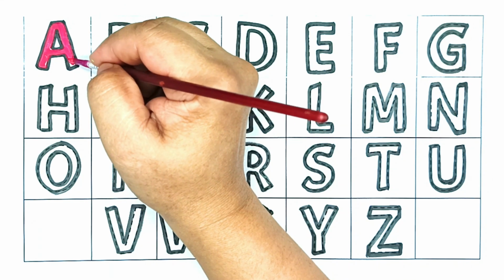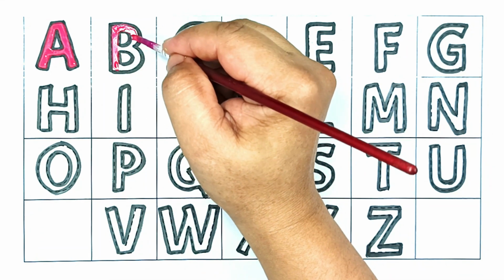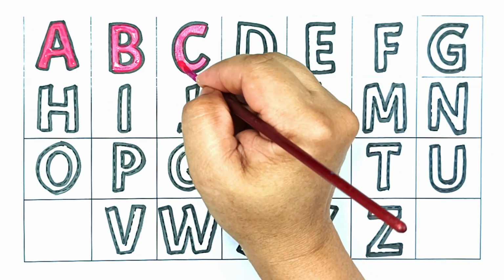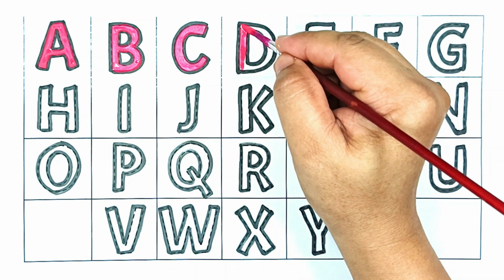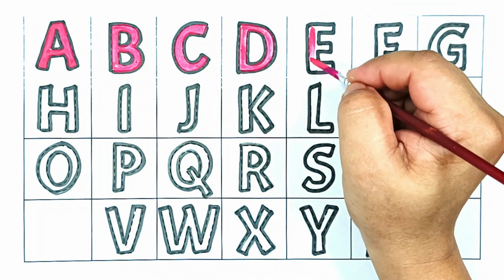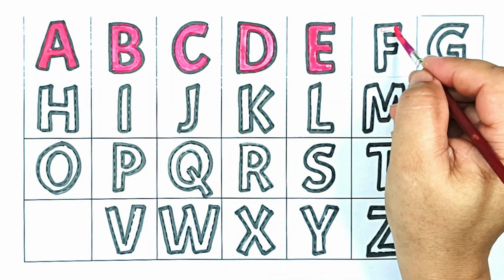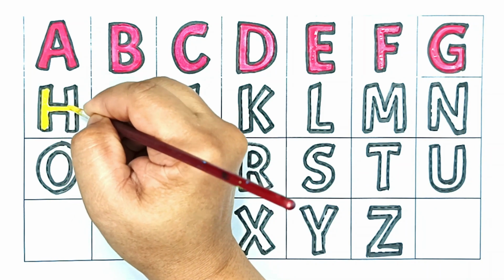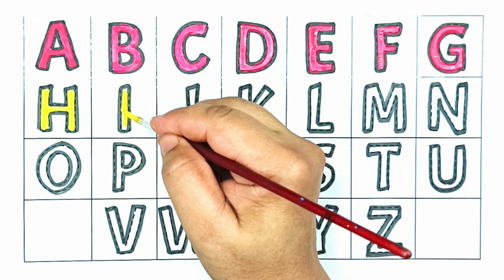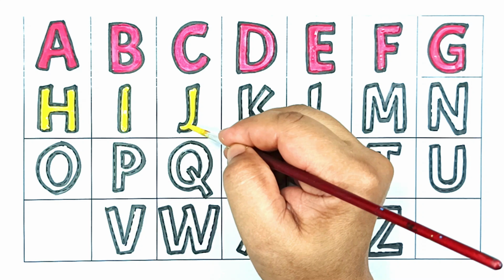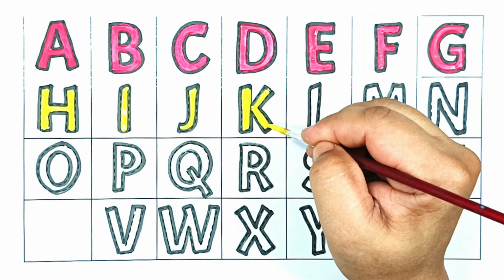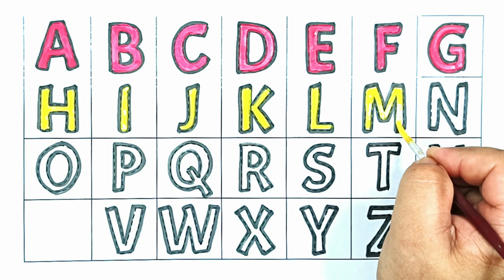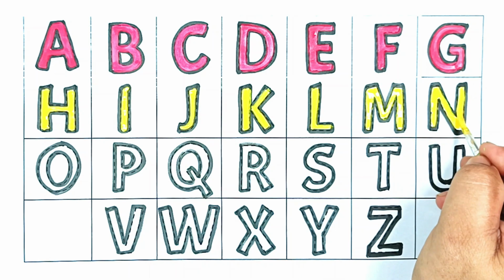A for apple, B for ball, C for cat, D for doll, E for egg, F for frog, G for glass, H for hat, I for igloo, J for jam, K for kite, L for lamb, M for man, N for net.